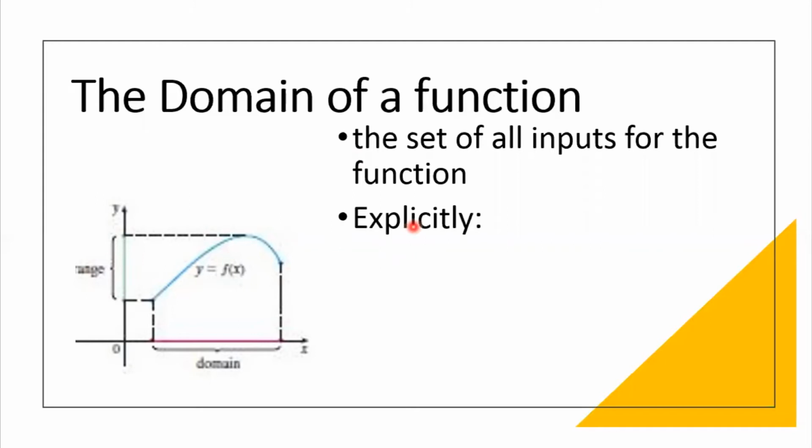Explicitly, if we are given a function, then the domain is specified. For example, f of x is equal to x squared, and x is less than or equal to 7, but greater than or equal to 2. So we describe this function explicitly because the domain is clearly described here that it should be in between 2 and 7 only. Okay.